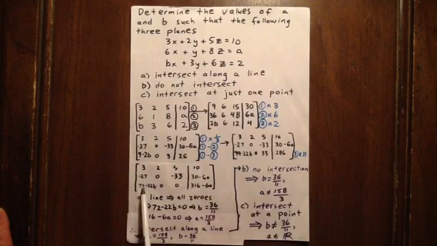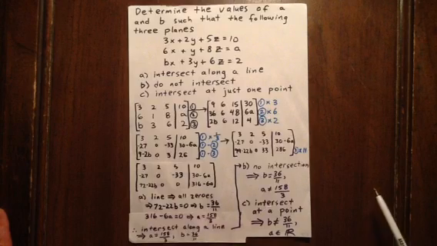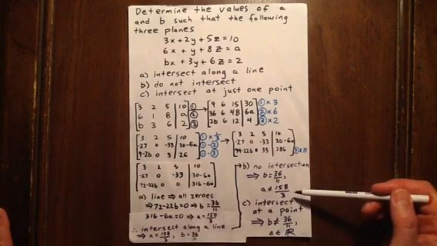So that means that 72 minus 22b has to equal 0, which means b is 36 over 11, and 316 minus 6a has to equal 0, which means a would have to equal 158 over 3. So that's what has to happen in order for them to intersect along a line. Fair enough?